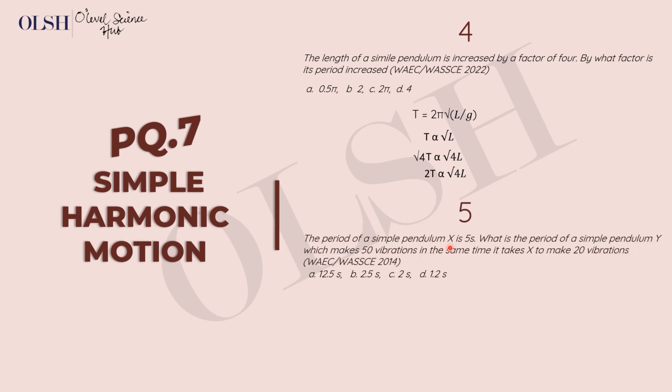The period of a simple pendulum X is 5 s. What is the period of a simple pendulum Y, which makes 50 vibrations in the same time it takes X to make 20 vibrations? So we have our period to be 5 seconds for the pendulum X. We're considering both pendulum X and pendulum Y. For X, 1 vibration is equal to 5 seconds. So how long does it take to make 20 vibrations? We need to know that to know how long the other pendulum Y takes to make 50 vibrations.